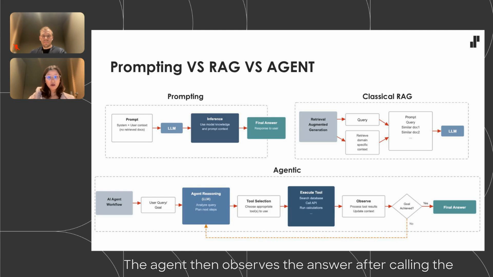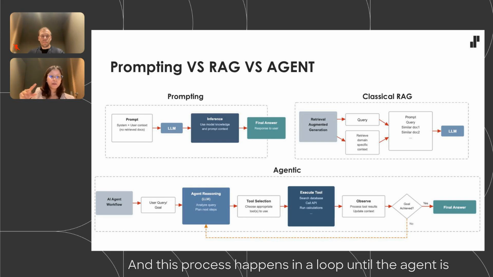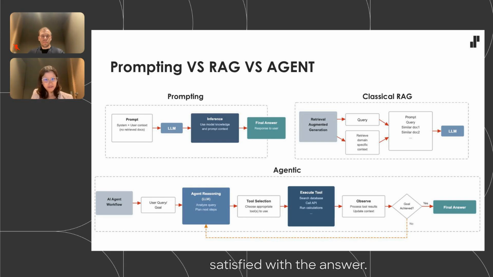The agent then observes the answer after calling the tool. If the agent is not happy, the agent can call another tool. And this process happens in a loop until the agent is satisfied with the answer. And that's how the agentic framework works.